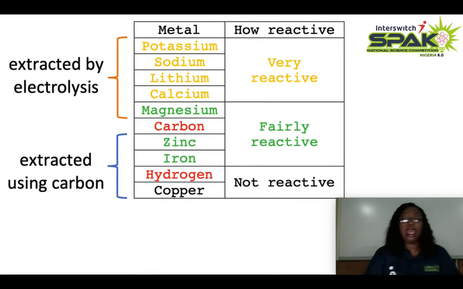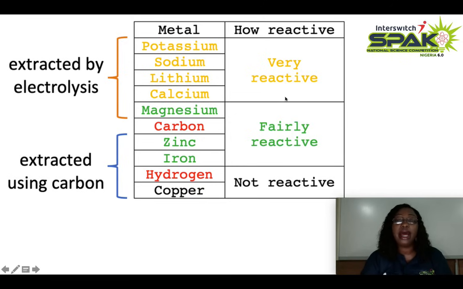Now, for us to get the metals from the ores, there are some processes that we need to know. For example, there's a table known as the reactivity series, which arranges elements in order of reactivity from the highest to the least. On this particular series, we have potassium as the highest, followed by sodium down to copper. Now, metals are classified into three. We have the yellow part, very reactive, the fairly reactive, and not reactive.